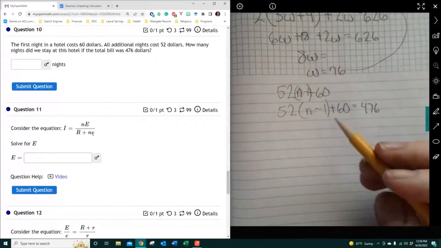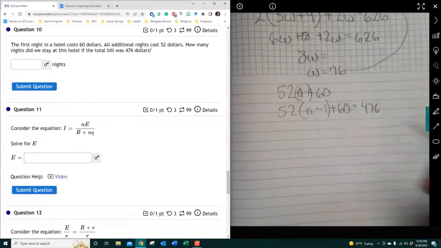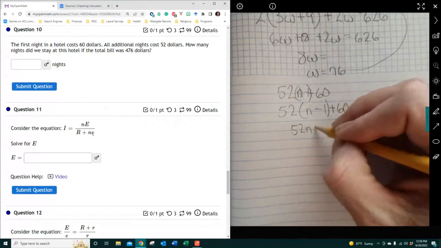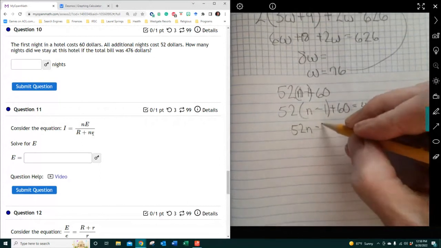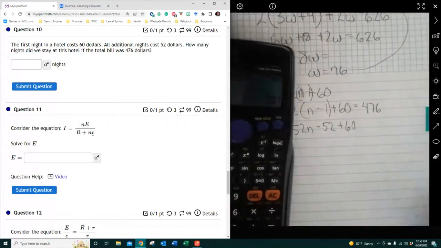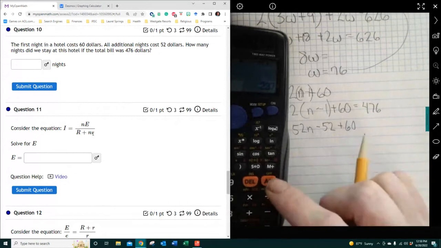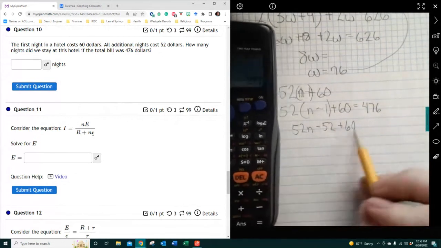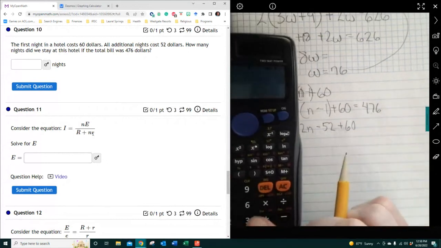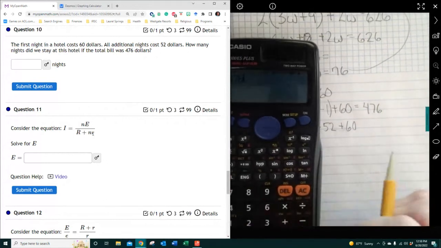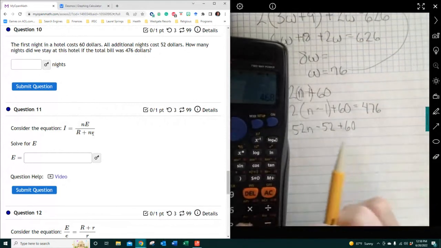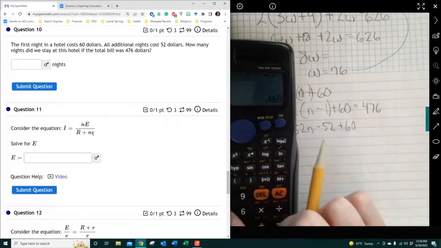So here, now we're going to calculate this for n. We're going to solve for n. So it's going to be 52n minus 52 plus 60, and then I'm just going to take my calculator and do all this, okay? So first of all, you know that this is 8, right? So this is simply positive 8. I'm going to subtract 8 from 476, and then divide it by the 52. Okay, because that's what it costs per night.